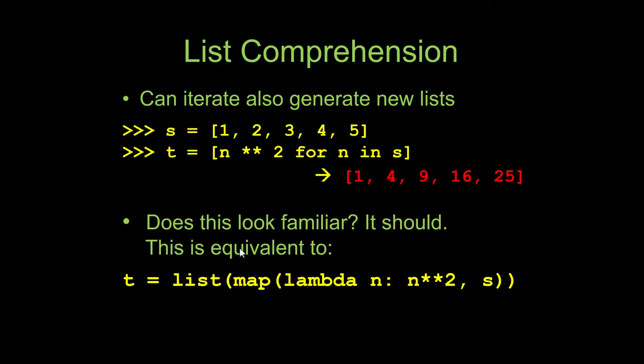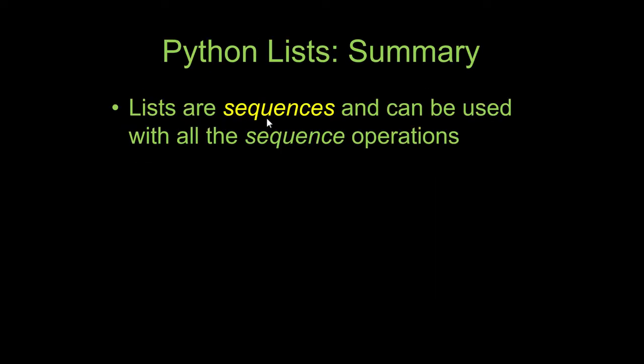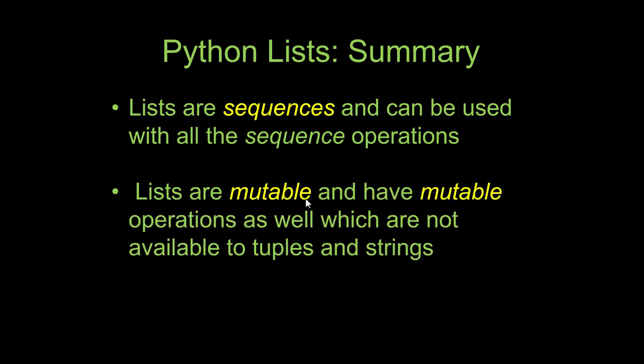So this is something familiar to you. It is the same as T being the list from doing a map on each element of S by taking the element and raising it to the power of 2. So we are done with the Python list. Lists are also sequences and can be used with all the sequence operations, just like those you saw in tuples and strings. But lists, tuples and strings are different in that lists are mutable and have mutable operations on them, but not for the case of tuples and strings.